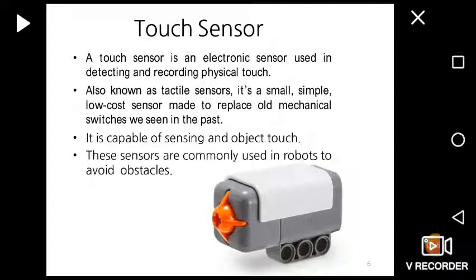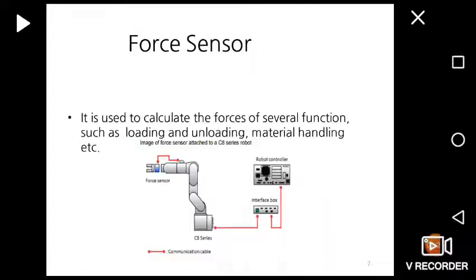Touch sensor. A touch sensor is an electronic sensor used in detecting and recording physical touch. It is also known as a tactile sensor. It's a small, simple, low-cost sensor made to replace old mechanical switches. It is capable of sensing an object's touch. These sensors are commonly used in robots to avoid obstacles.